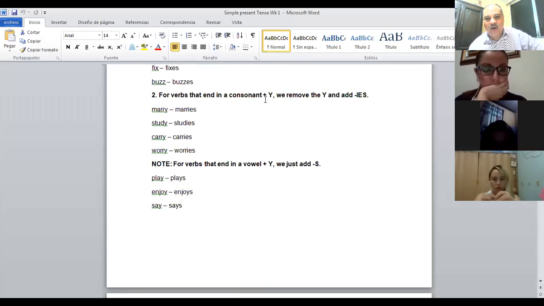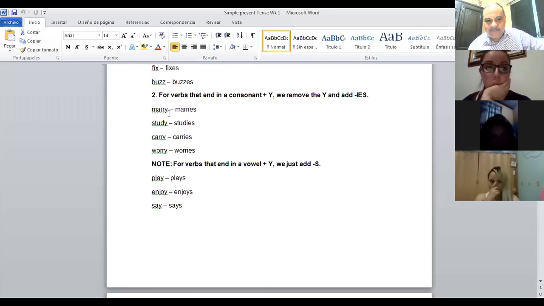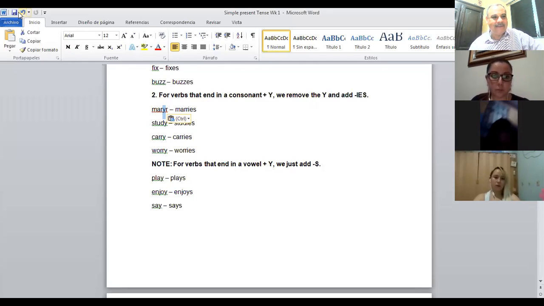Now, for verbs that end in a consonant plus Y, we remove the Y and add IES. Now, be very careful here, okay? Este es para verbos que terminan en Y, pero están precedidos de una consonante. For example, Mary ends in a Y, but is preceded by a consonant. So we drop the Y, remove the Y, and add IES. Mary, marries. Okay? Study ends in a Y, preceded by a consonant. So we remove the Y and add IES. Study, studies. Carry, carries. Worry, worries.